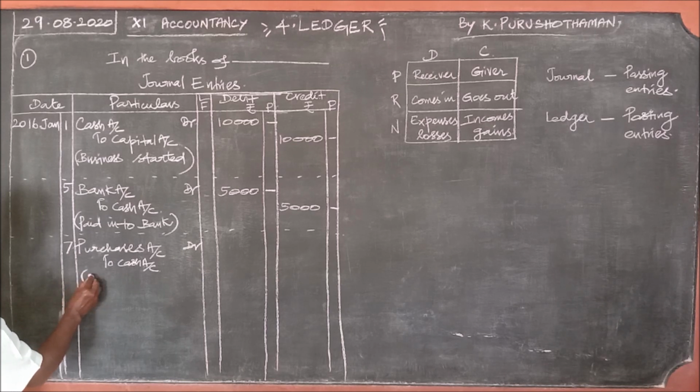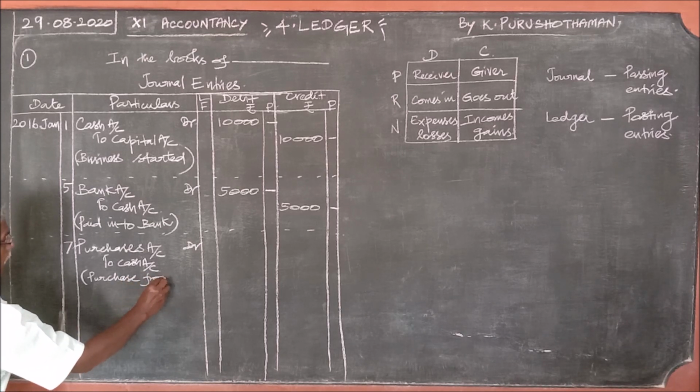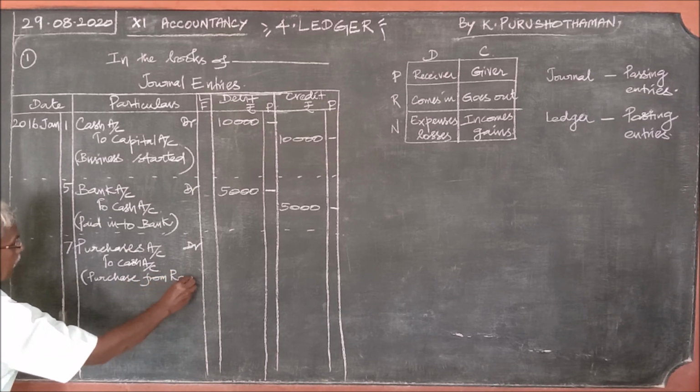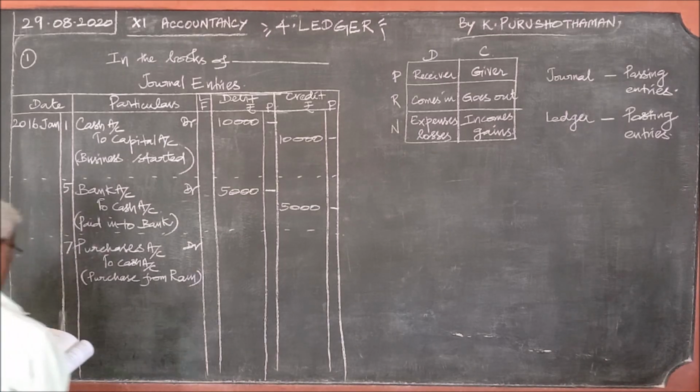This is purchase from Ram. Even you can write cash purchase from Ram. You can write it. The amount is 1000.